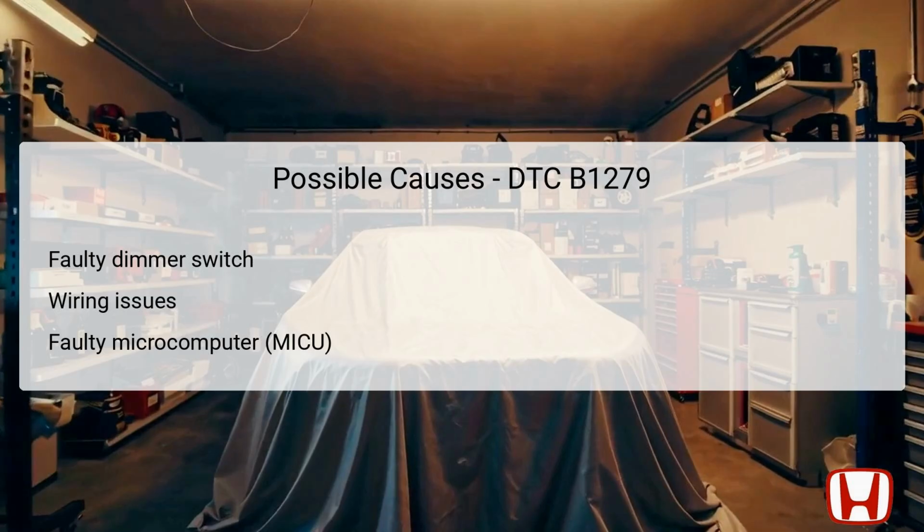The MICU processes signals from various switches, including the dimmer. If it is malfunctioning, it may not accurately interpret the inputs from the dimmer switch. When troubleshooting, it's critical to investigate each of these areas to pinpoint the source of the issue properly.